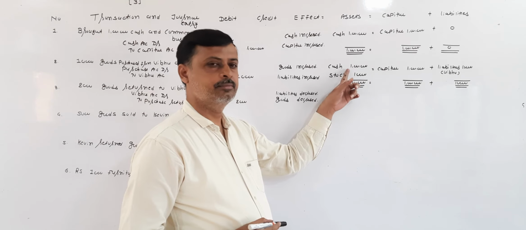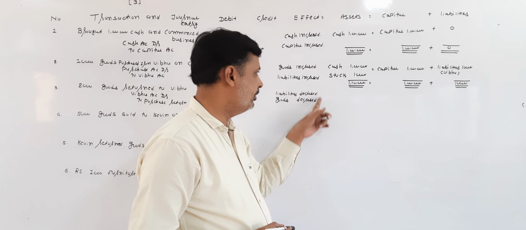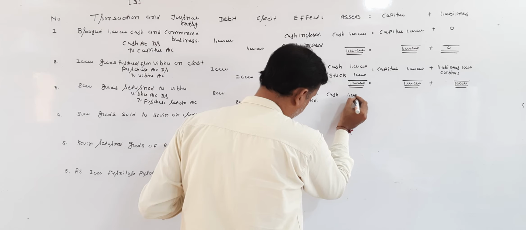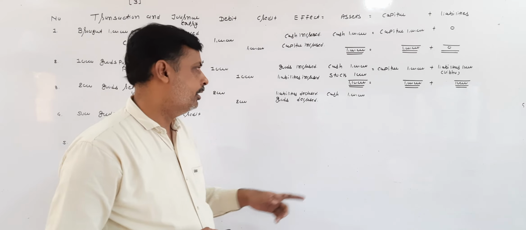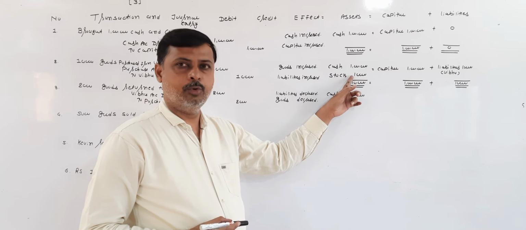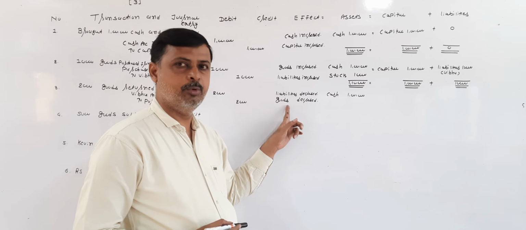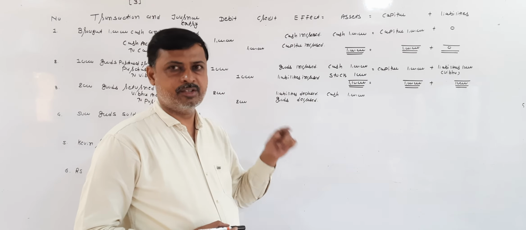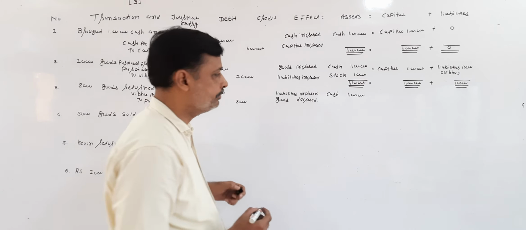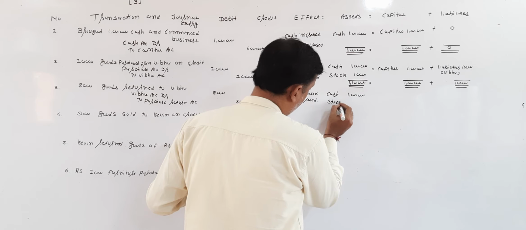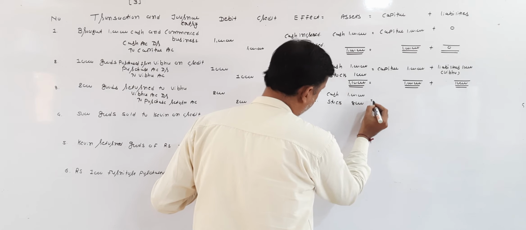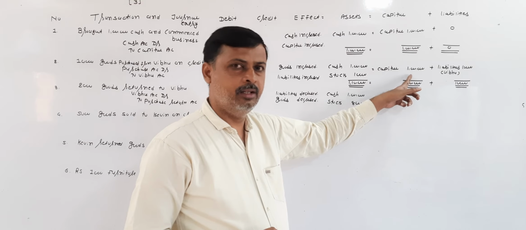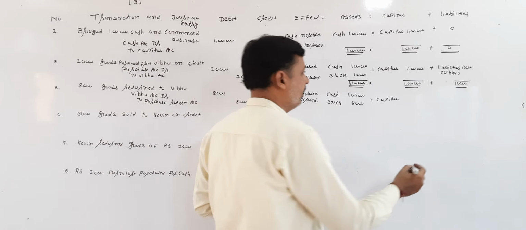Now cash is 1 lakh. There is no change in our cash 1 lakh. Here stock of goods 10,000. Out of 10,000 goods we returned goods to Vibhu 2,000. So out of 10,000, 2,000 was returned. So our goods decreased, 10,000 minus 2,000 that is 8,000. Now capital: 1 lakh capital, nothing changed, same 1 lakh.